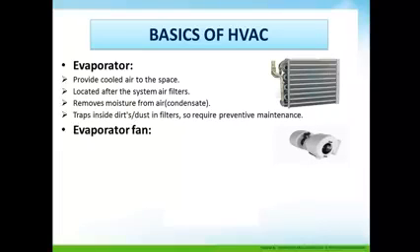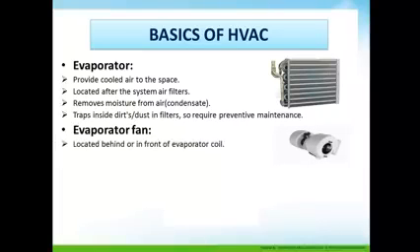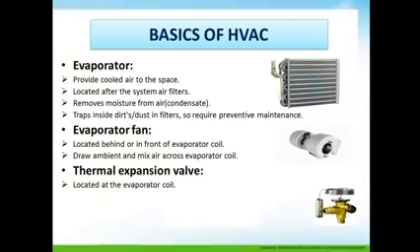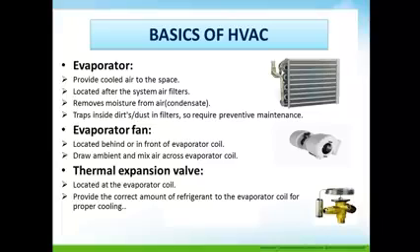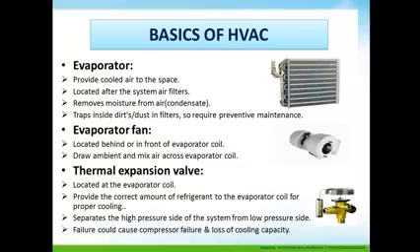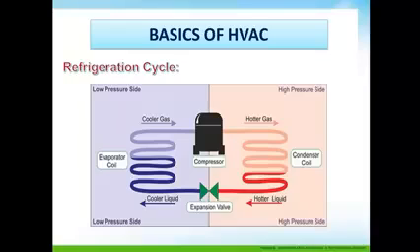Evaporator fan, located behind or in front of the evaporator coil. It draws ambient and mixed air across the evaporator coil. Thermal expansion valve, located at the evaporator coil, provides the correct amount of refrigerant to the evaporator coil for proper cooling. It separates the high pressure side of the system from the low pressure side. Failure could cause compressor failure and loss of cooling capacity.